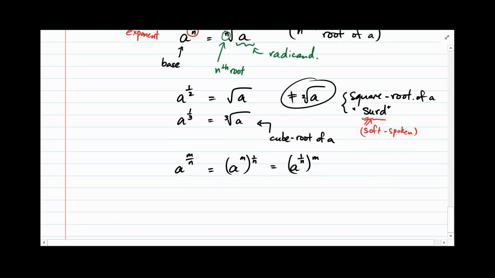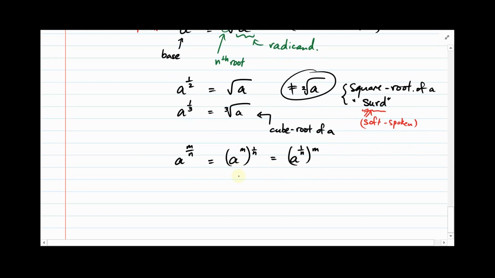So using the properties of a fraction, exactly what we have here is a to the m, and I'm taking the nth root of it, or also equal, I'm taking the nth root of a first, and then raising that to the power of m. Both ways they're equivalent, but depending on the number that you're dealing with, it could make life a little easier or harder.